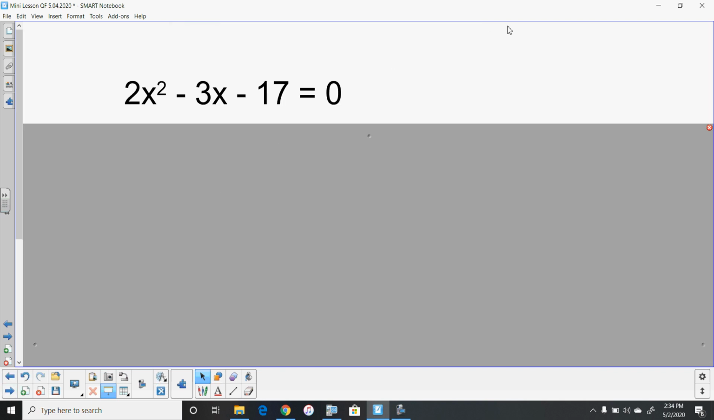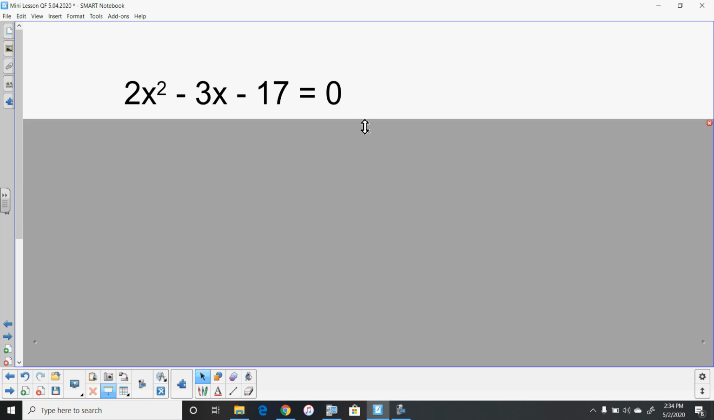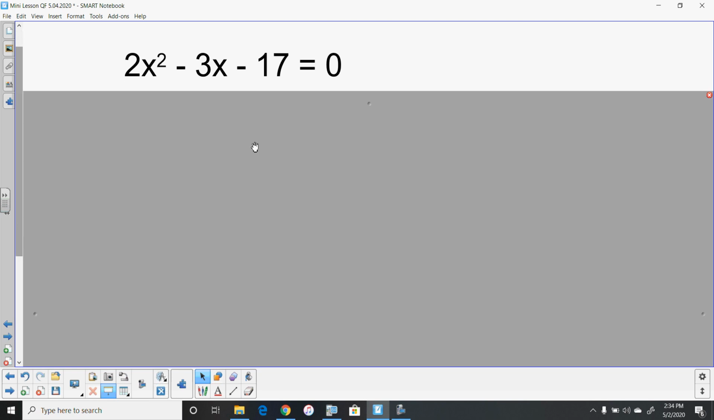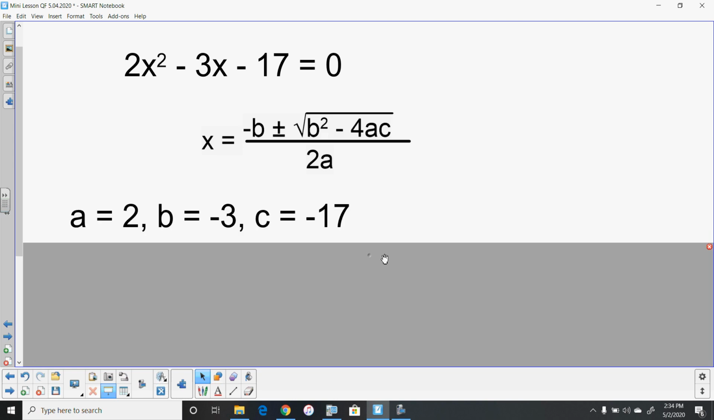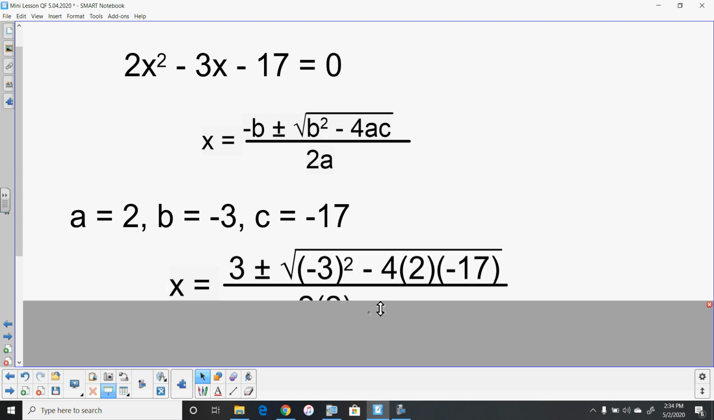One more here, and this one is actually going to give us a nastier answer, but it's going to actually mean less work as well. Check it out. We've got our quadratic formula. Let's write down our a, b, and c values so we can make sure to put the right things in. I'm going to do a positive 2 for a, negative 3 for b, negative 17 for c. Plug all that into the equation.